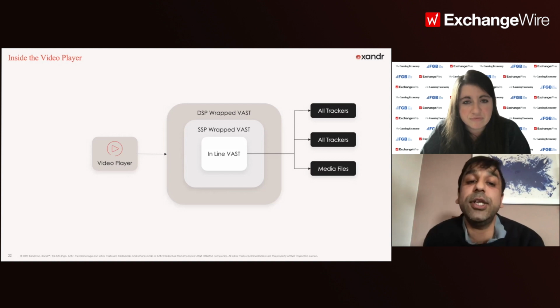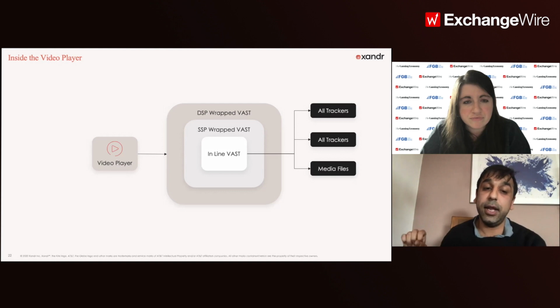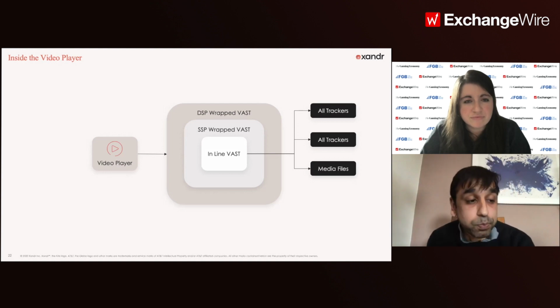And what the player is going to do is decide, okay, for this particular environment, this is the media file that best matches my requirements, and that's the one it's going to pick. It's going to pick that, and then it's going to download that video file, and then it's going to start showing the ad. And when it starts showing the ad, it's going to fire the first set of trackers, and from then onwards, we've got a live video ad.